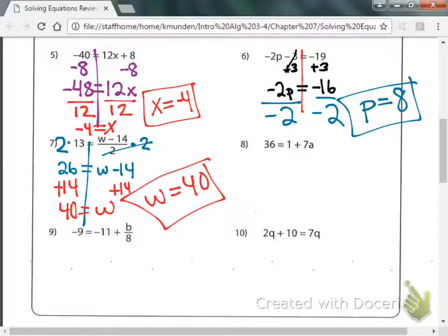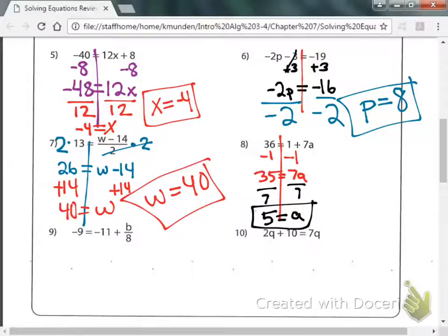Number 8. We want to undo the adding 1. It's kind of written out of order, but remember that 7 is the multiplication by the a, so we don't want to do that. We want to get rid of the 1. We get rid of adding 1 by subtracting 1. So this is going to be 35 equals 7a. Divide. We get that 5 equals a. I'm going to go ahead and circle that one just to show you that that is an option. You don't need to rewrite it if you don't want to rewrite it.